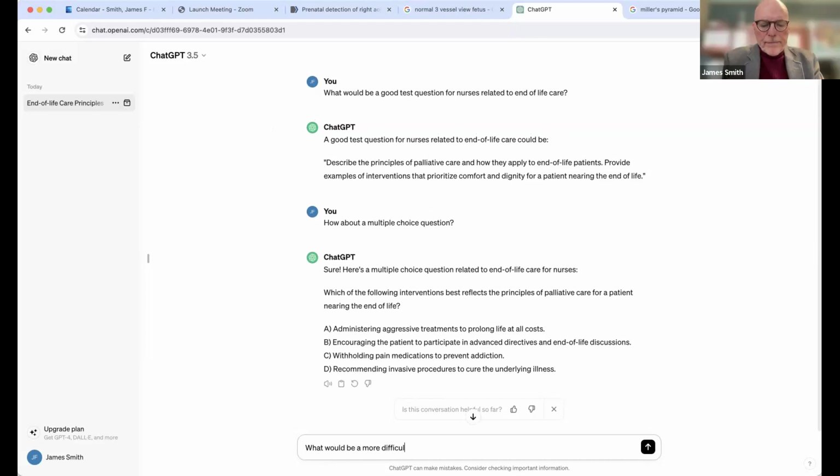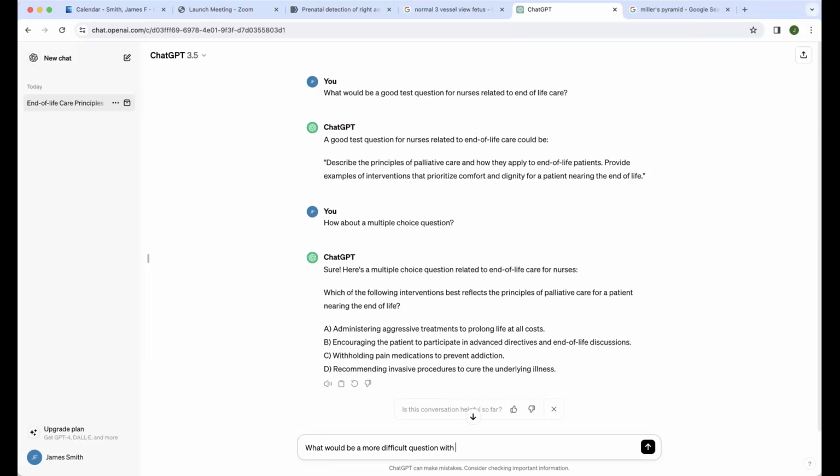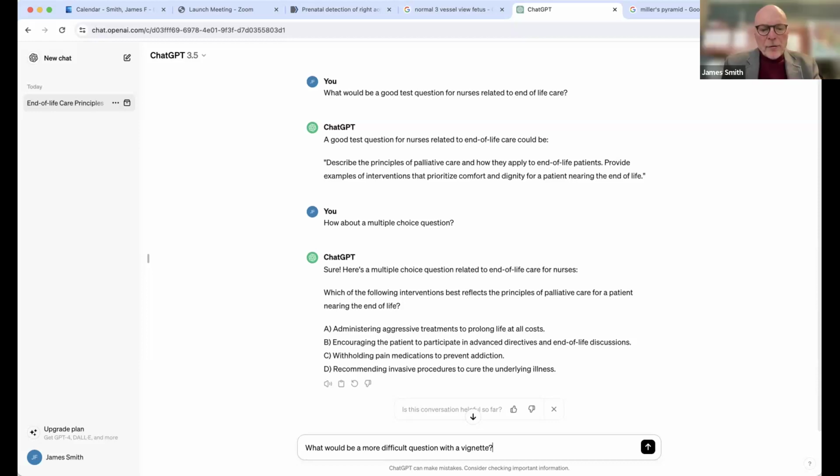Let's try it. What would be more difficult? You can create a vignette. In the prompts that you write, you can put the gender, the age, and the problem that the patient has, and then you can build the vignette. You give the characteristics of the vignette and then the question, and then they are going to prepare it for you. You can go deeper. Thanks, Manny. Let's keep talking. Let's see what we get here.